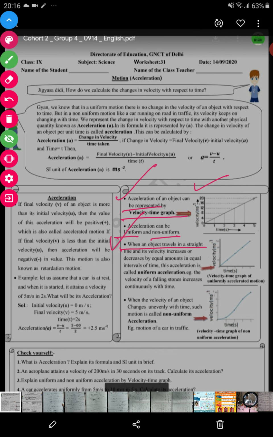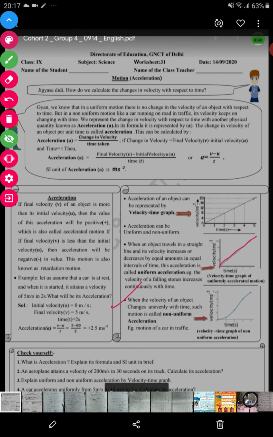When an object travels in a straight line and its velocity increases or decreases in equal amounts in equal intervals of time, then it is known as uniform acceleration. The velocity of a falling stone increases continuously with time. Okay, if we drop a stone from some height, it falls down and increases its velocity; this is called uniform acceleration. This is the graph of uniform acceleration, which increases with respect to time.